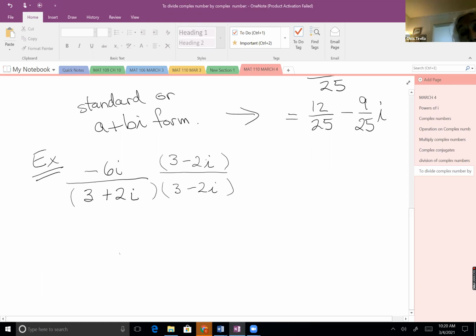I always take the time to show that because I want to make it clear to myself that I'm multiplying top and bottom by the same thing. So I'm just multiplying my fraction by 1.